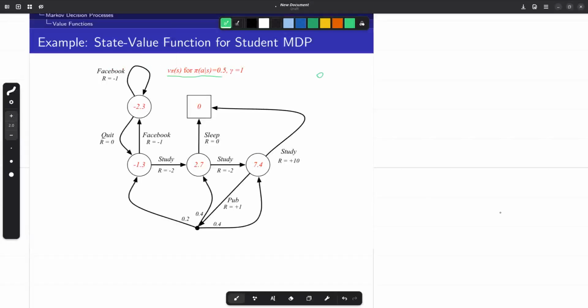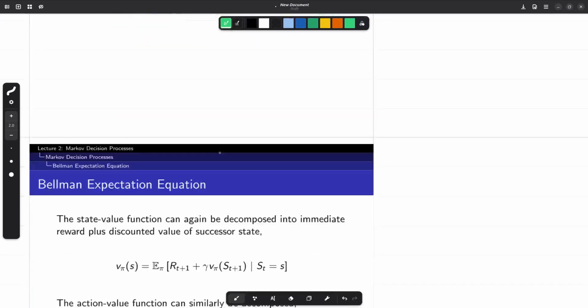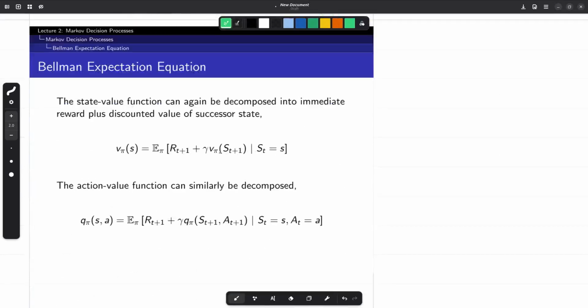Okay, so this policy, for each of the actions, gives us 0.5 probability. So if I'm in this particular state, I have two actions. I can choose study or I can choose Facebook, and both of them have equal probabilities equal to 0.5. So we will learn how to calculate these values based on these probabilities in the next slide.